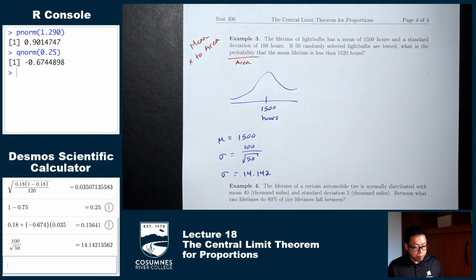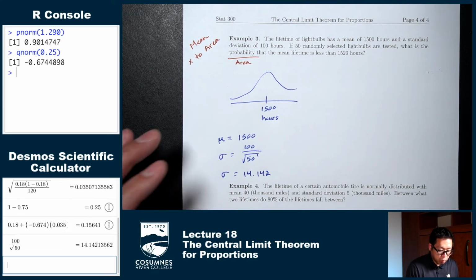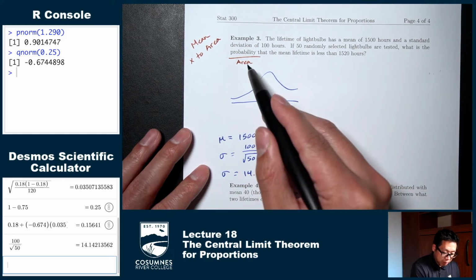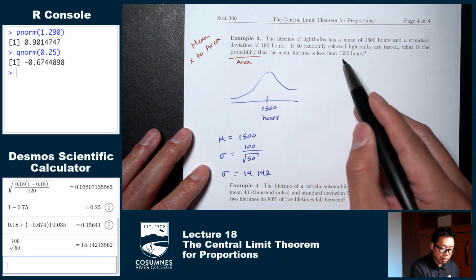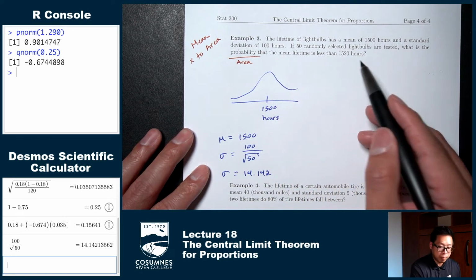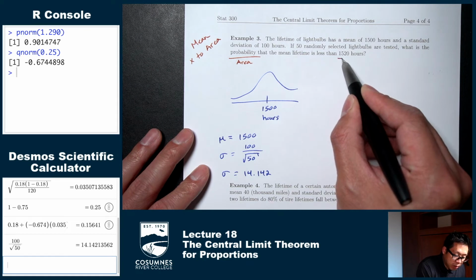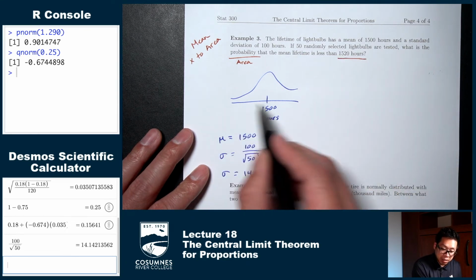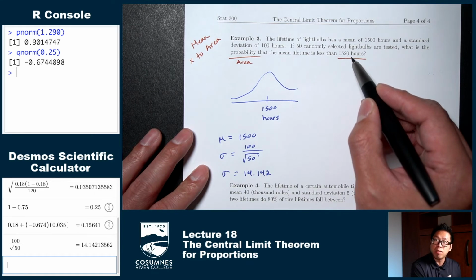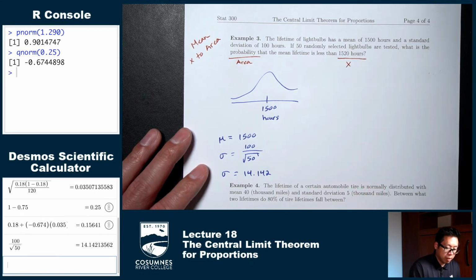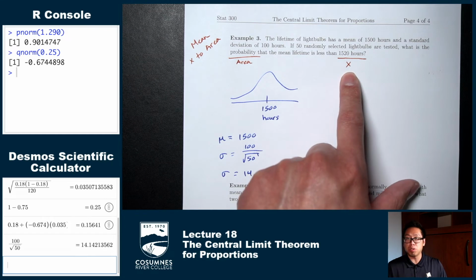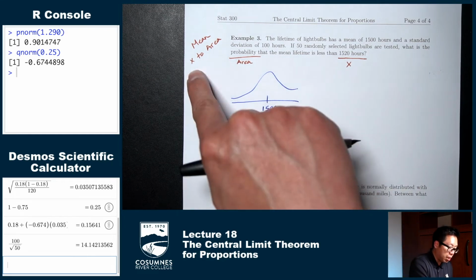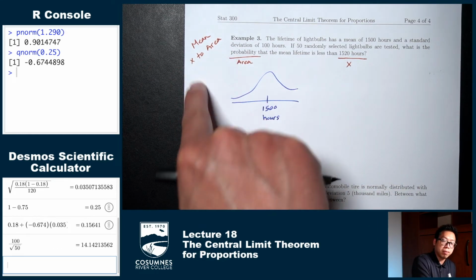And then another way to decide that is read the rest of the question here. What is the probability that the mean lifetime is less than 1,520? 1,520 is in hours. Hours we said was the x-axis. So that 1,520 is an x. So I'm giving you an x to start, right? X to area starts off with an x.